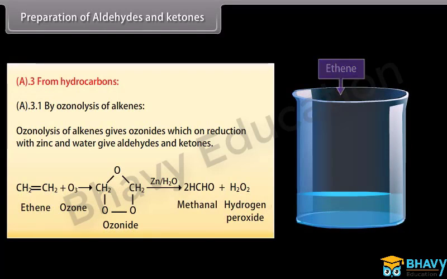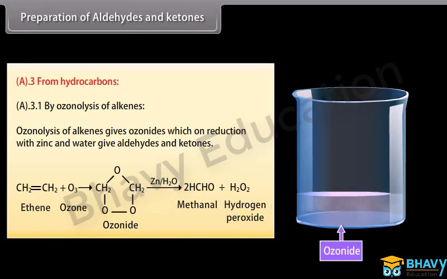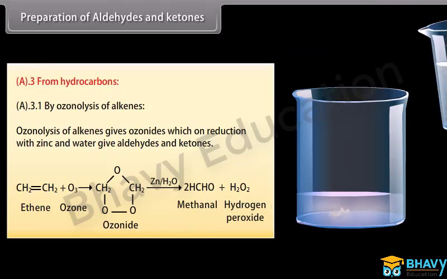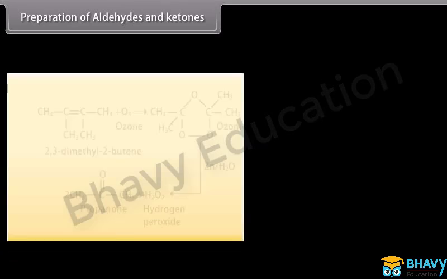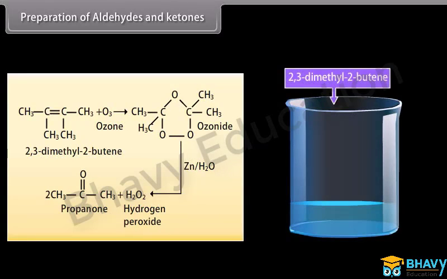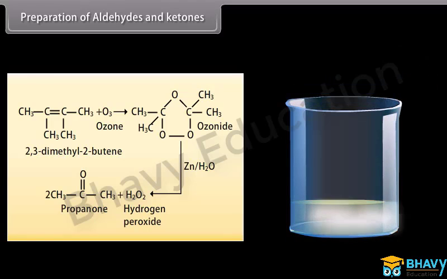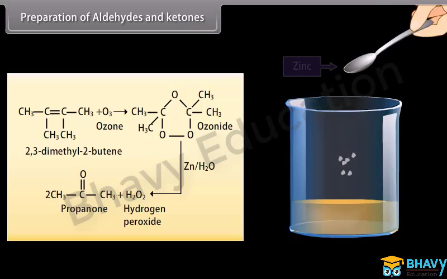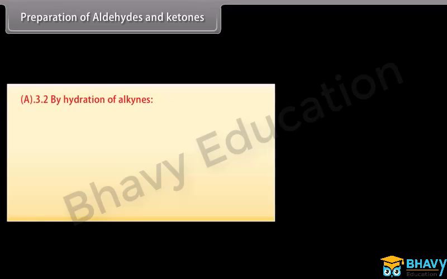Ozone gas reacts with ethene and forms an intermediate, that is ozonide, which is treated with zinc and water and forms methanal and hydrogen peroxide. Ozone gas reacts with 2,3-dimethyl-2-butene and forms an ozonide, which with zinc and water forms propanone and hydrogen peroxide. By hydration of alkynes.